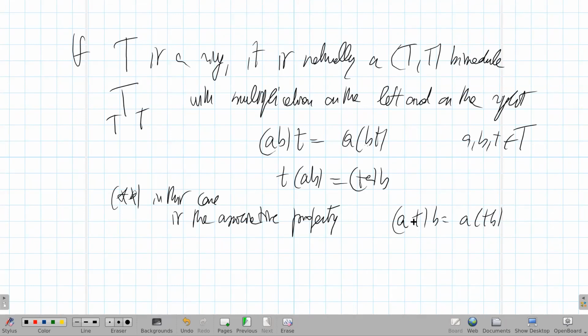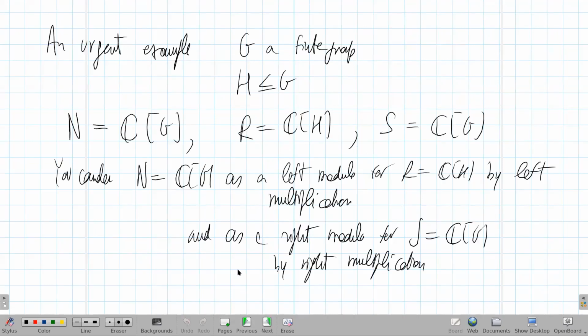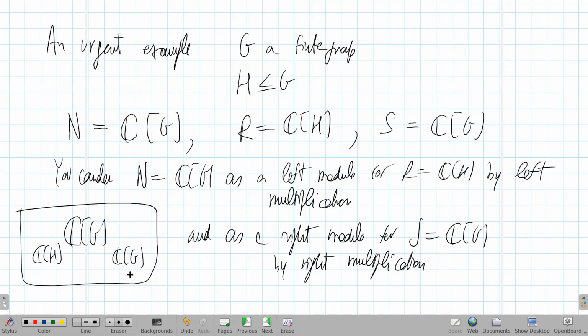Except that from a conceptual point of view, when I write T it is in the module, and when I write A and B they are in the two rings, which are the same. This is a particular case in which I have not taken the full CG, which I could have done, but I have taken CH on the left. So what we obtain is this bimodule, and this will play an important role, which is the group algebra acted upon by two different rings.